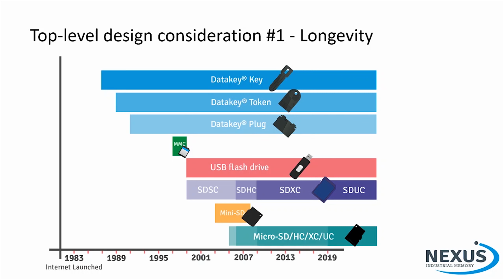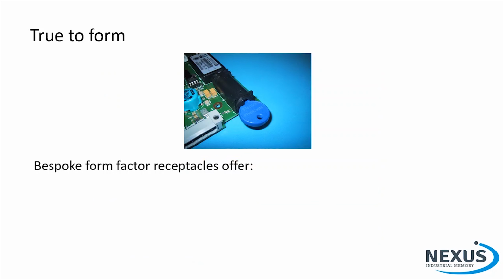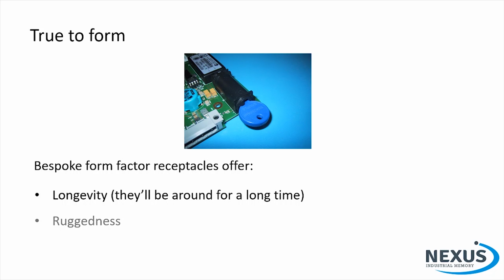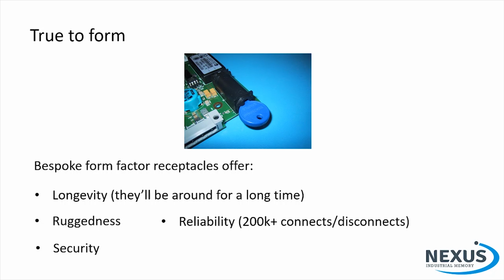Let's consider the overall benefits of bespoke form factor devices. As mentioned, longevity is afforded. They are rugged and used in all of the harsh environment applications discussed in this presentation, as well as others. At up to 200,000 they are rated for far more disconnects than USB, which as mentioned earlier is just 1,500. Lastly, security is improved because unlike USB sticks and SD cards, data keys, tokens and plugs cannot be purchased through regular outlets. Understandably, the keys, tokens and plugs all have corresponding receptacles, so should someone find a device, it is unlikely they will be able to interface with it.